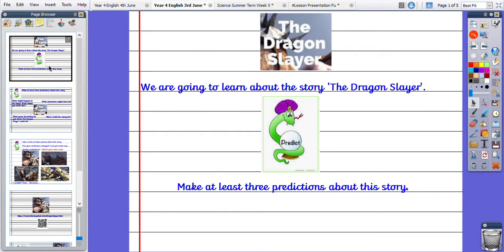Good morning, Year 4. Today we're going to look at a story called The Dragon Slayer. So your first task is, I want you to make at least 3 predictions about this story. You could show me as a mind map or as a list in your book, whichever you think will be neater and be presented as neat as possible.